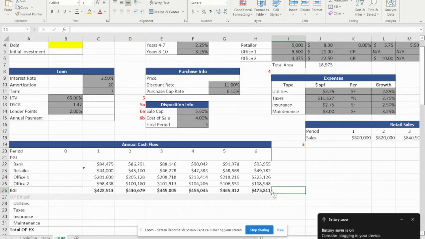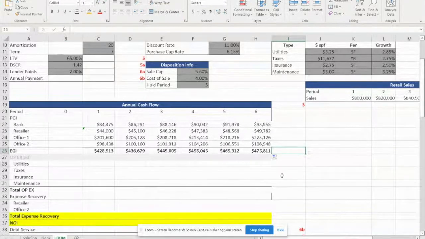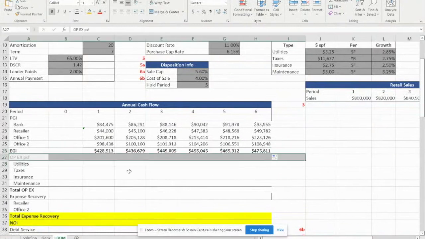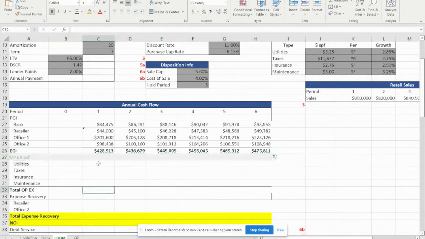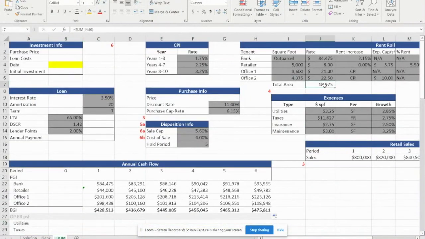Okay, all right, so once we did that, we should be able to move on to the next part of the cash flow. We're going to ignore this row for now because we can't calculate the expense per square foot until we know what the total OPEX expenses are. For utilities, we were told that utilities are $3.25 per square foot. We also know that the building is $18,975.